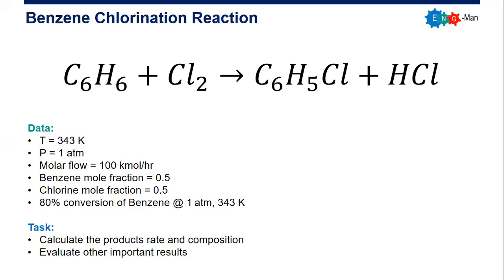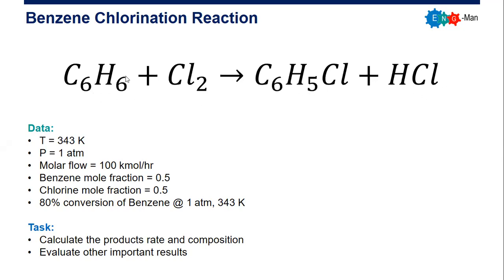So in this video, we will perform reaction simulation using Aspen Plus software. And this is our case. We will do benzene chlorination reaction. And this is the reaction. This is of course benzene, chlorine, right? And this is the products, all right? You can see we produce the HCl, hydrogen chloride acid, and chlorobenzene.